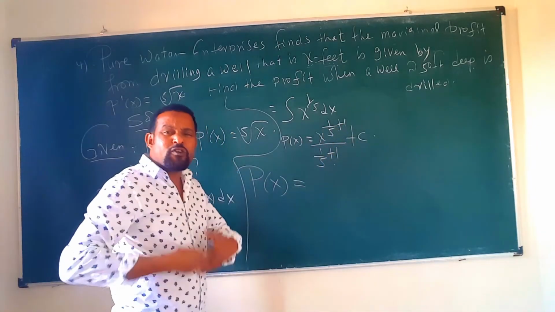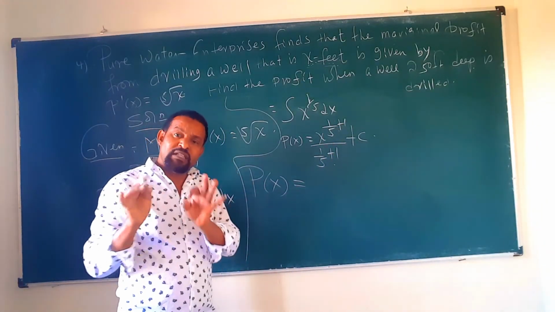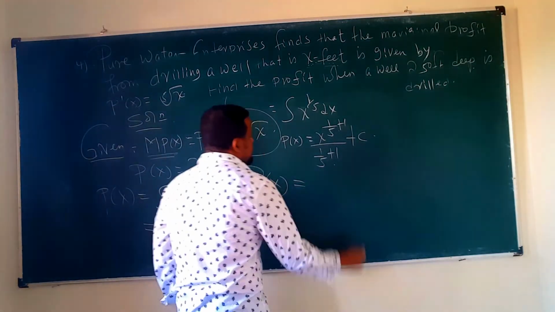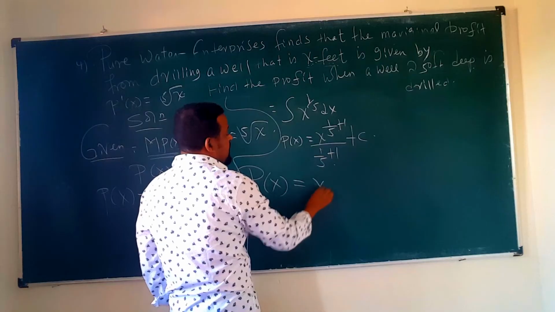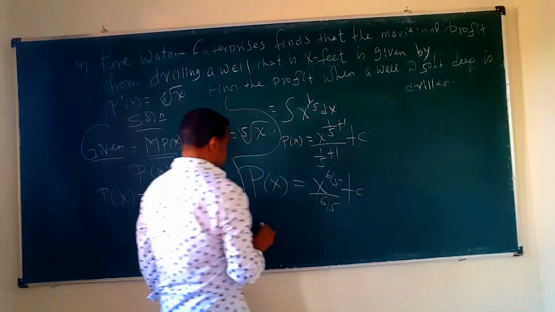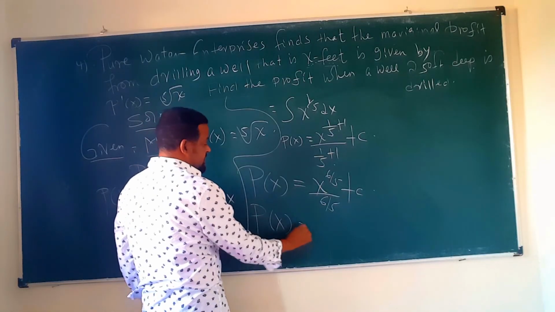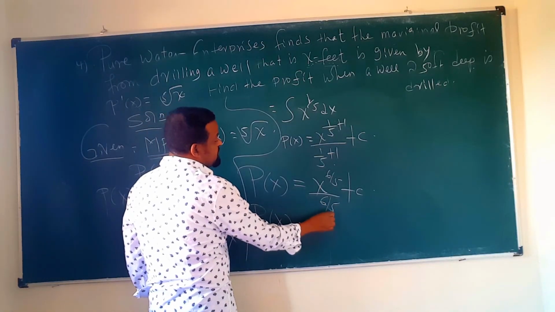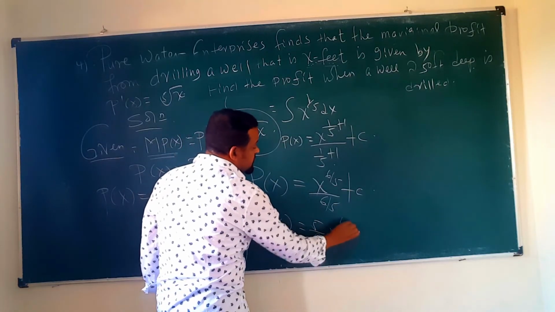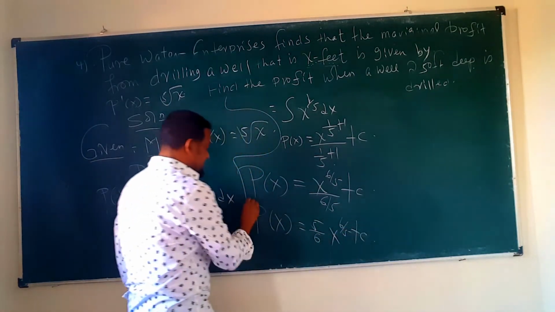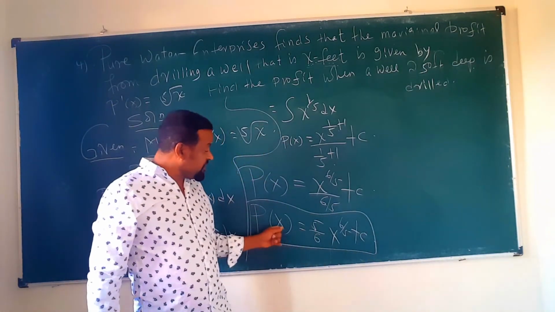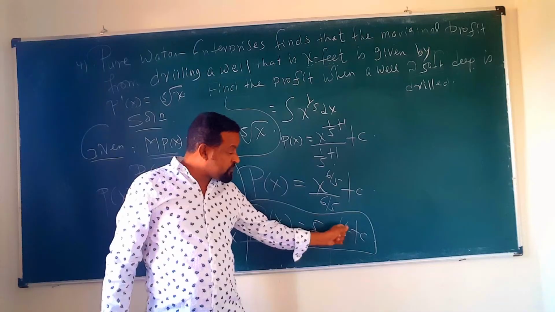These small additions and subtractions, check them on your paper and work carefully. So take care of that. Anyway, this is x to the power of 6 over 5, over 6 over 5, plus c. When 6 over 5 goes up, it becomes 5 over 6. So the profit function is 5 over 6 x to the power of 6 over 5 plus c.